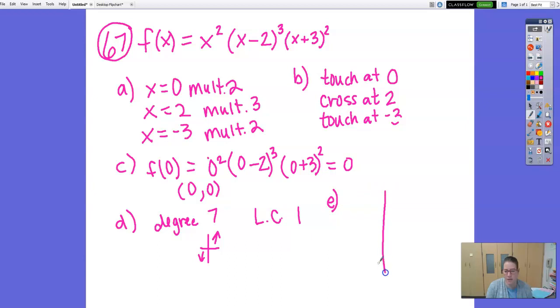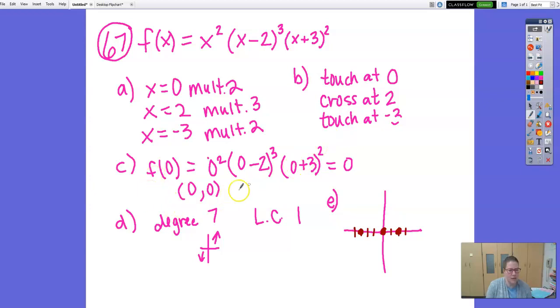Okay, part E says sketch the graph. So we're just putting everything together that we just found. First thing we want to do is put our zeros, our x-intercepts, on the graph. So there's one at 0. We'll get a different color here. Let's try red. So we have one at 0. We have one at positive 2, so right here. And we have one at negative 3. So there are my x-intercepts. Again, those are the same as the zeros that we found in part A.